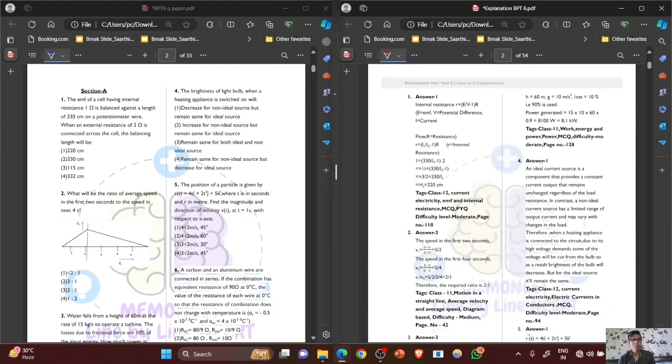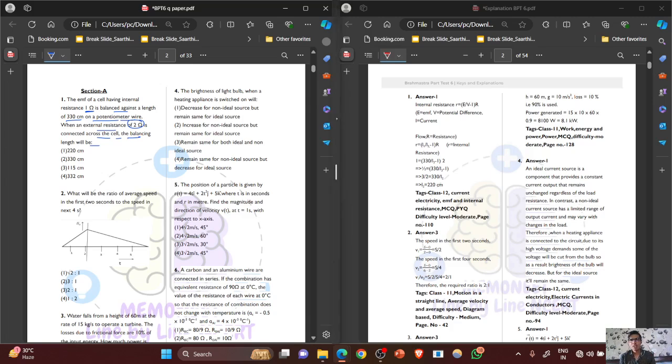Now, the first question belongs to current electricity. It says that the EMF of a cell having internal resistance 1 ohm is balanced against a length on a potentiometer wire. It's a question of potentiometer wire. The resistance box is balanced with the length of the potentiometer wire. When an external resistance of 2 ohm is connected across the cell, the balancing length will be? It is asking that when the external resistance of 2 ohm is connected to the cell, the balance length will shift.